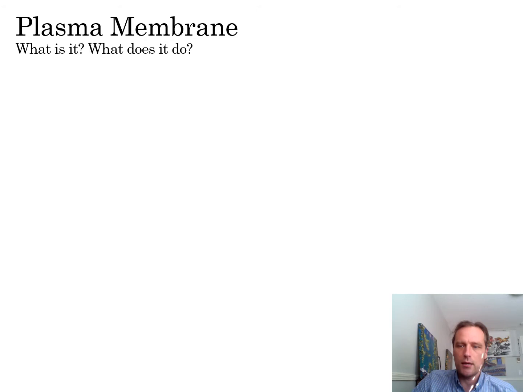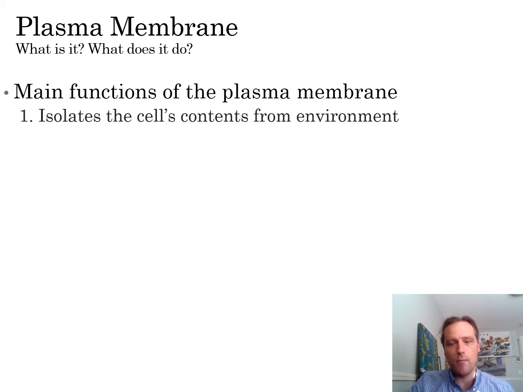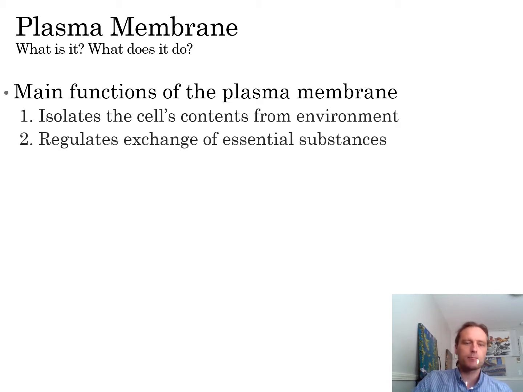Plasma membrane, what is it and what does it do? Number one, main functions: isolates the cell's contents from the environment. In a single-celled organism, everything including and up to the cell membrane, maybe the cell wall if it has one, would be considered the living. Everything outside of it is essentially not living. Also, it's important to maintain certain concentrations of chemicals inside of the cell from the outside. So having some kind of a barrier, i.e. the plasma membrane, between inside and outside is part of just regulating the internal balance of the cell, or homeostasis.